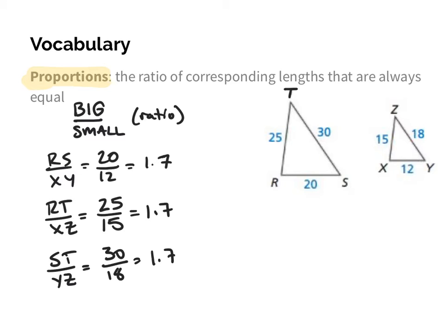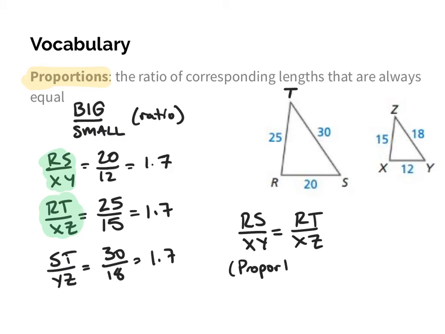The way I'm going to write a proportion is I'm going to take two ratios, for example, my first two. Say I take RS and XY and RT and XZ. If I know that they give me the same result, what I can write is that the ratio of RS to XY equals the ratio of RT to XZ. This right here is what's called a proportion. Why I bring this up is because in order to solve some of the problems we're going to do next, we're going to write a proportion to solve them.